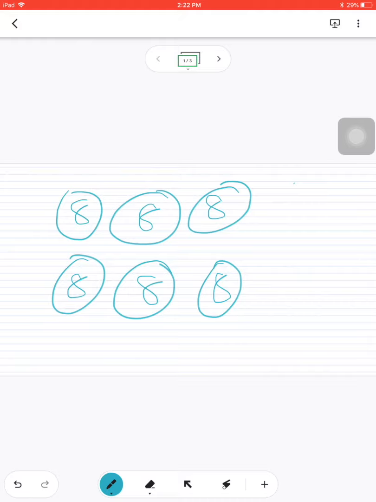Now, I'm going to need to figure out how many books I've got total, right? So I think I might just go ahead and skip count. So I'm just going to skip count down below. So I've got 8, 16, 24, 32. So I've got 1, 2, 3, 4 so far.